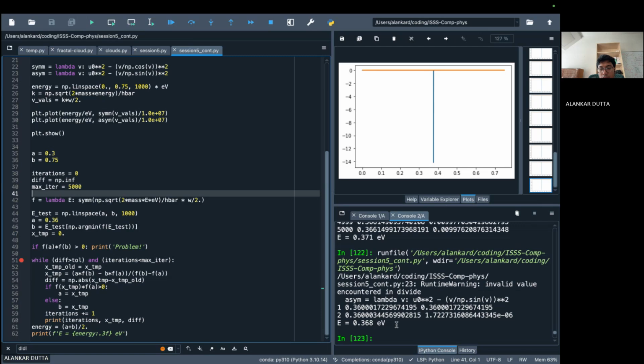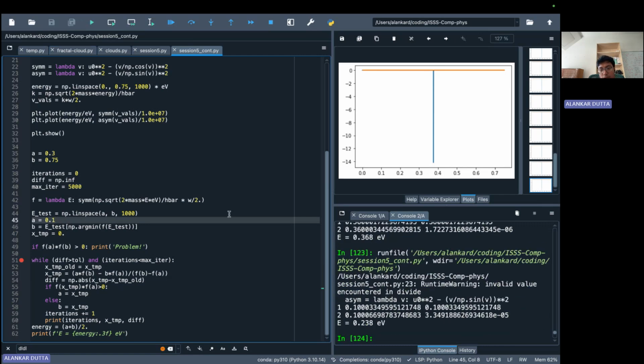Okay, so let's see. Okay, so we have converged very quickly. In just 2 iterations, we were able to converge. Say, let's now change this 0.36 to something else. Let's change this A, right? 0.1. And are we able to converge? Yes, we are able to converge this to 0.238. I guess there is another solution close to that 0.238.